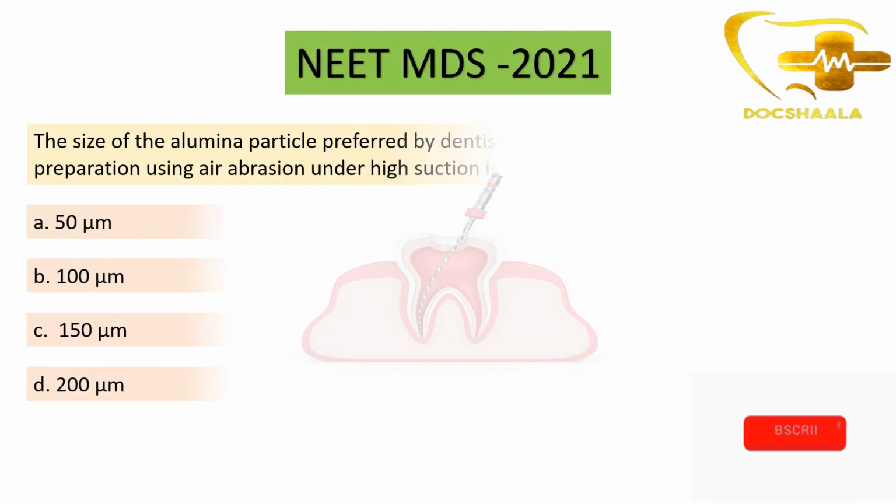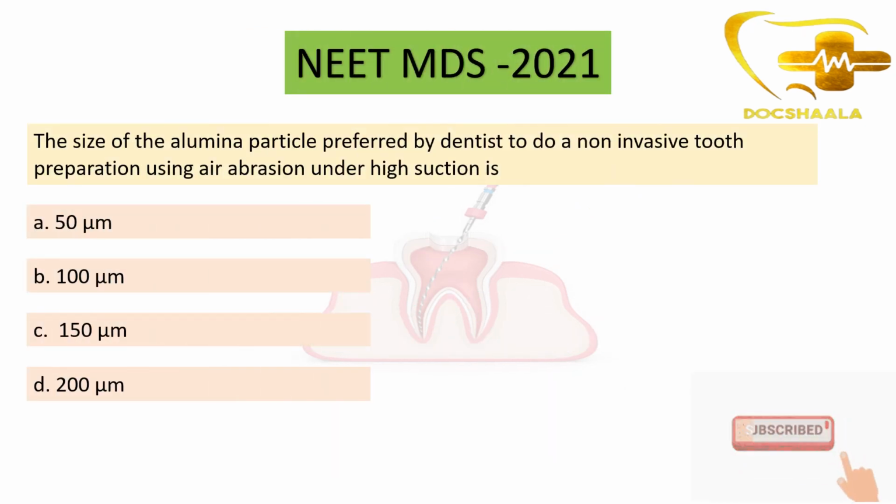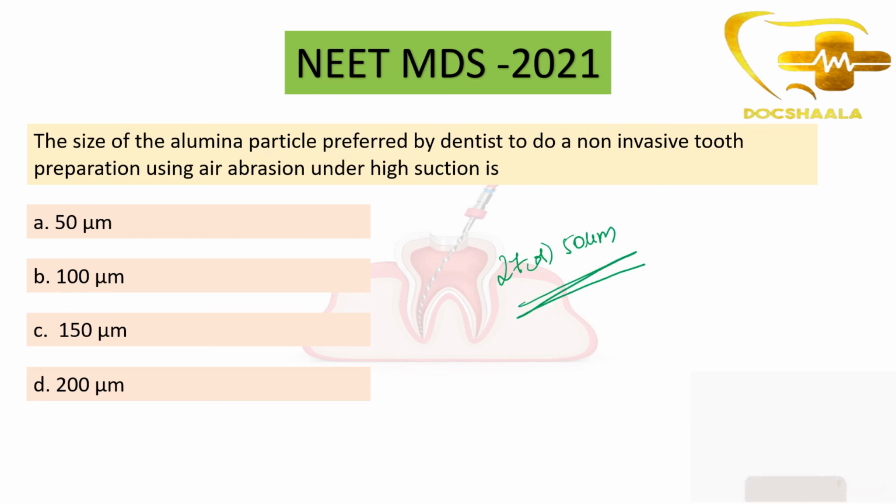Coming back to our question, what did they ask? The size of the alumina particle preferred by the dentist to do a non-invasive tooth preparation. What size do we use? 27 or 50 micrometer size alumina particles are used. So option A, 50 micrometers, will be the correct answer for this question.